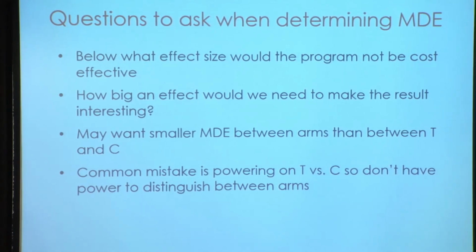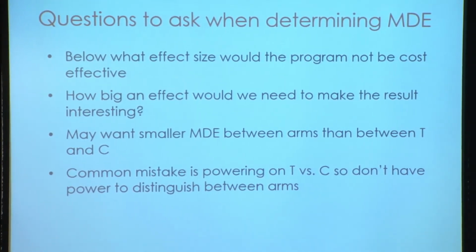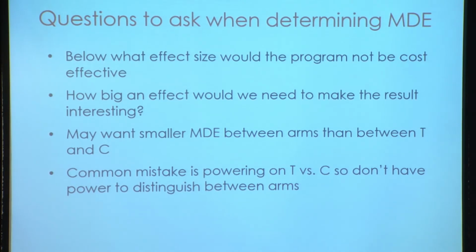So a common mistake when doing a power calculation is simply to look at the MDE between treatment and control and not think about what's the relevant MDE between treatment groups. And I see that all the time.